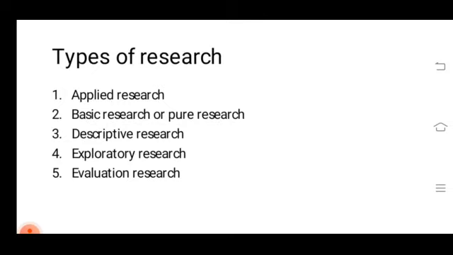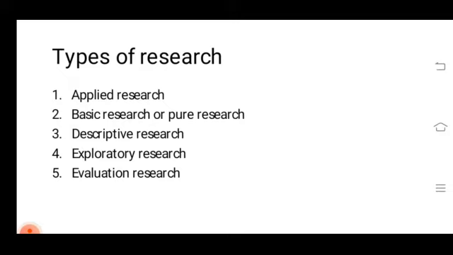According to P.V. Young, generating knowledge that could be used for the betterment of human benefit is termed as applied research. Let's take an example of applied research, like improving agricultural crop production or treating or curing a specific disease. These are included in applied research.